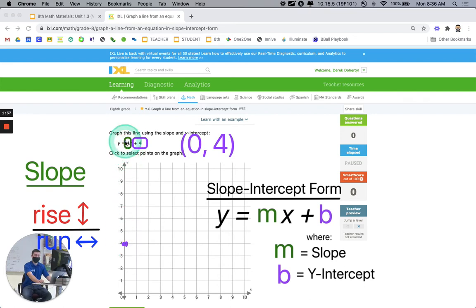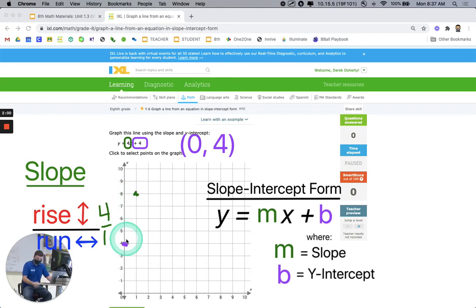And then the slope of 4, which is really a slope of 4 over 1, is how I'm going to move to find the next point. So I'm going to go up by 4, from 4 to 8, and also right by 1. Every time y gains 4, it's because x gained 1. And that's my second data point. I went up by 4 units, and I went right by 1.